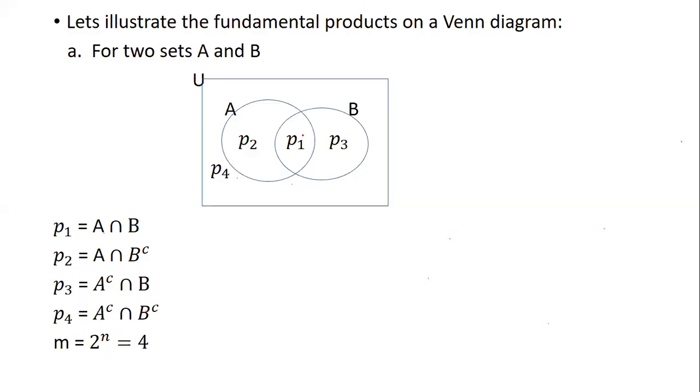So the P1. P1 belongs to both A and B. Are you okay? So therefore P1 is A intersection B. Now P2 is for only A, so you say that P2 is A intersection B complement. Now you have P3, A complement intersection B, and P4, A complement intersection B complement. Any question here?